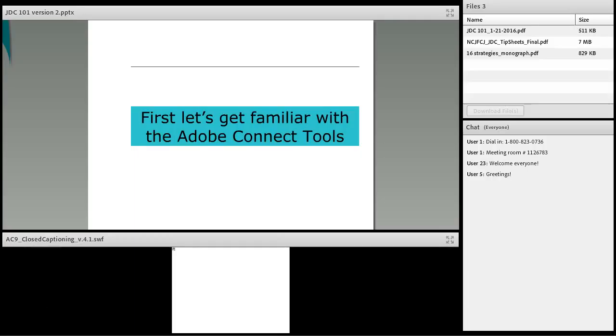First, let's get familiar with the Adobe Connect tools as we go through this. During the presentation, we will have folks muted. This is to avoid any sound and background noise. If you have any questions or comments during the presentation, we ask folks to type those questions and comments into the chat box located here at the bottom right. As you can see, folks have already started to type in right there.